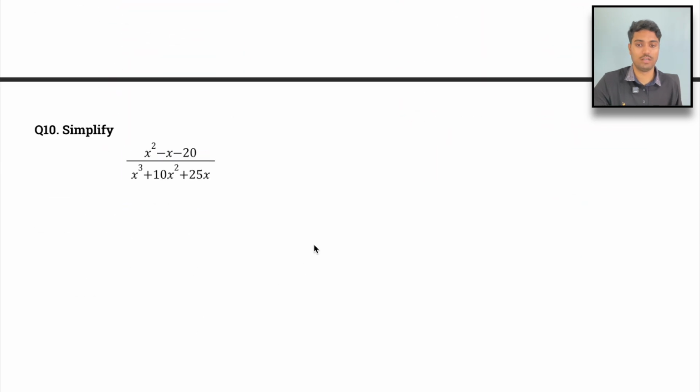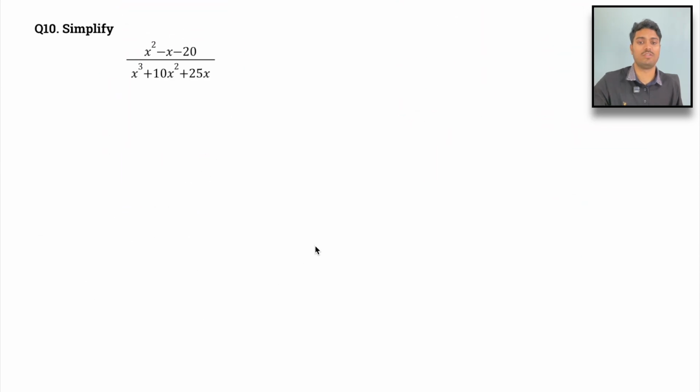Let's move on to the last question, question number 10. It says simplify x square minus x minus 20, and in the denominator we have x cube plus 10x square plus 25x. So let's check it one by one. Let's try to factorize x square minus x minus 20 first.